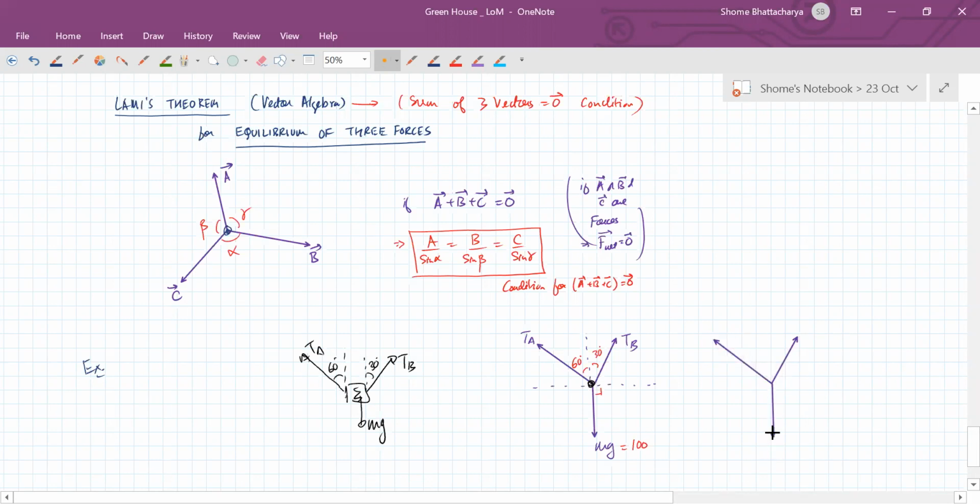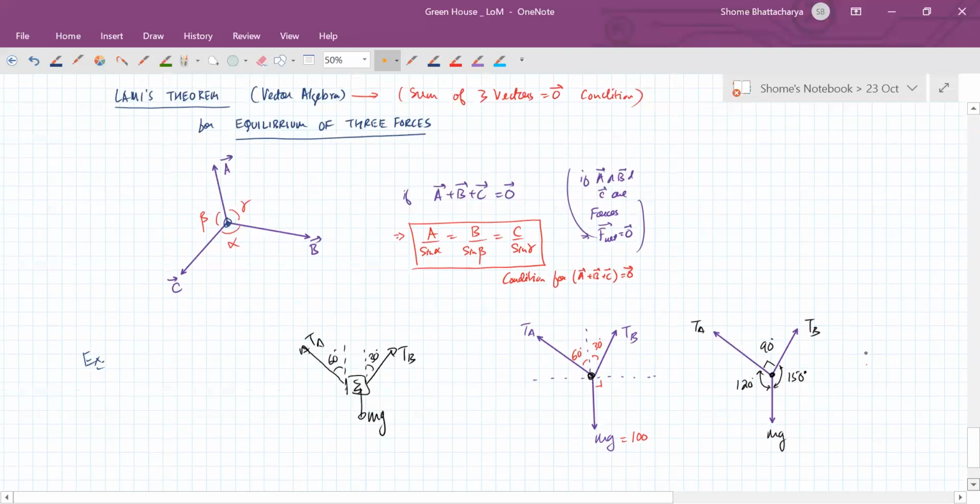In the Lami's theorem format, when we show the angles between the vectors, you can see that this angle is 90 degrees, the sum of 60 and 90 minus 30. Okay, this angle is how much? 180 minus 30, so it's 150 degrees. And this angle is how much? 180 minus 60, or 120 degrees. So these are the angles. So for the vector sum to be 0, this is in equilibrium.